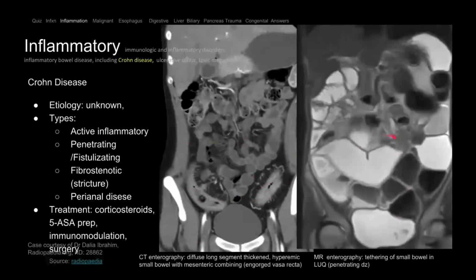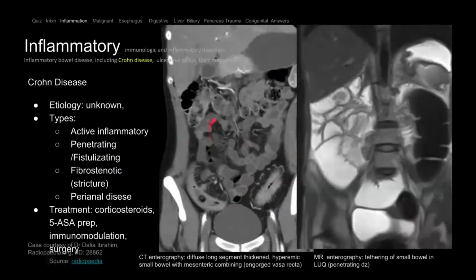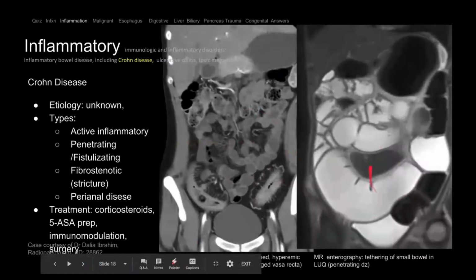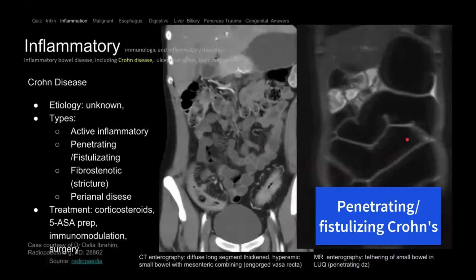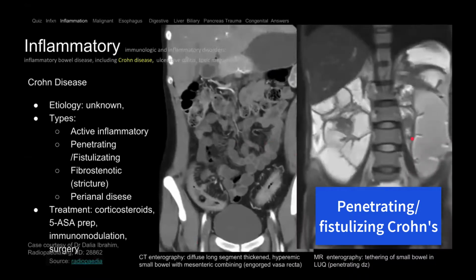So here is an MRI enterography. So this is a CT. You could do the same thing with MRI. MRI is better. Keep your eye focused on this point. You'll see that several of the bowel loops are getting tethered.